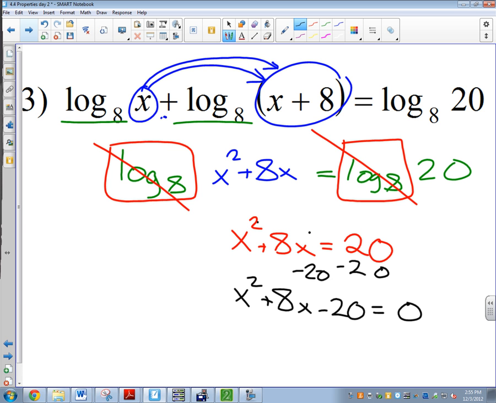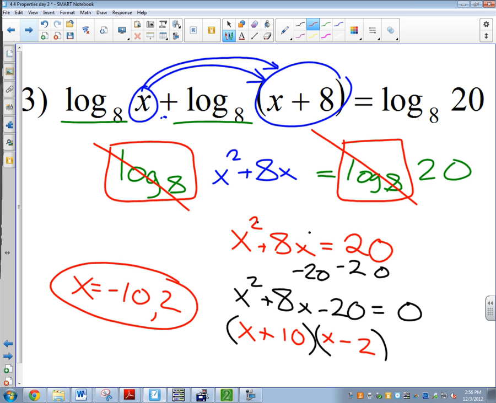Now I'm going to try to factor. I'm going to think to myself, what two things multiply together to get me negative 20? What multiplies to get me negative 20? Well, 10 and 2. I need to get positive 8, so it's going to be positive 10 and negative 2. And then I'm going to solve. X is equal to negative 10 and positive 2. That is my final answer.